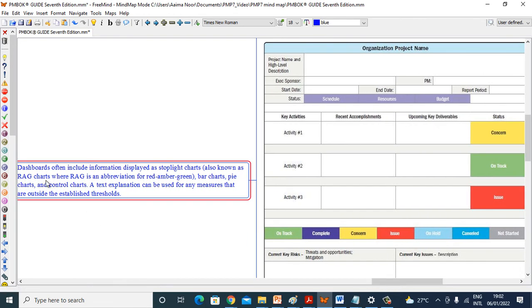Dashboards often include information displayed as stoplight charts, also known as RAG charts, where RAG is an abbreviation for red, amber, green. Bar charts, pie charts, and control charts. A text explanation can be used for any measures that are outside the established threshold.